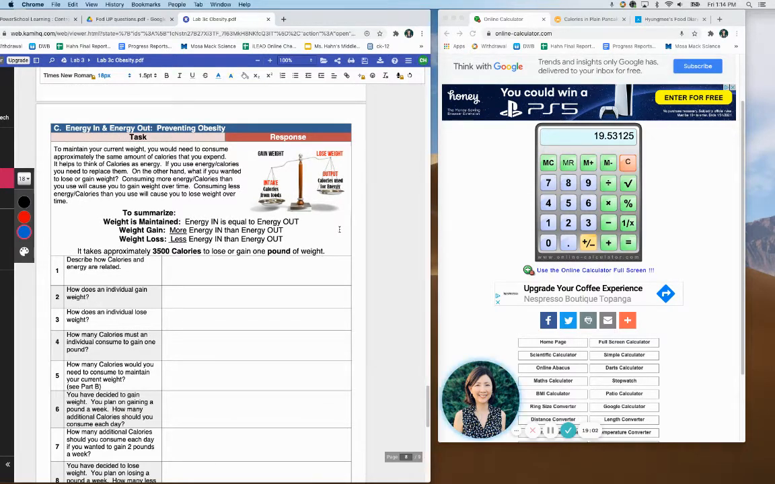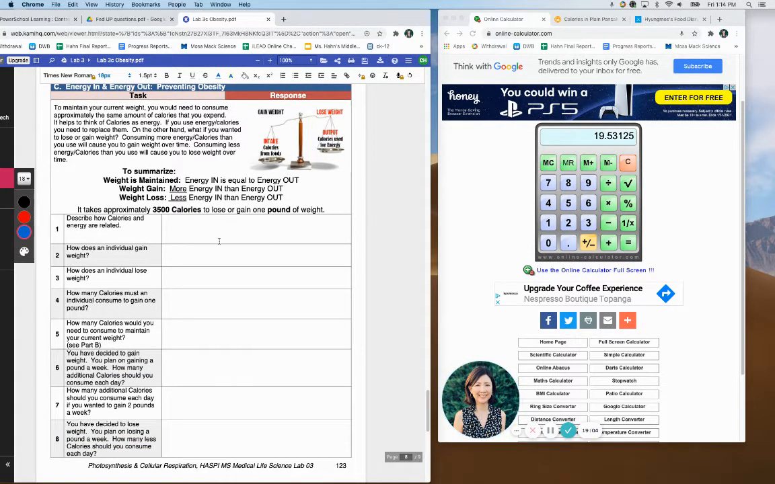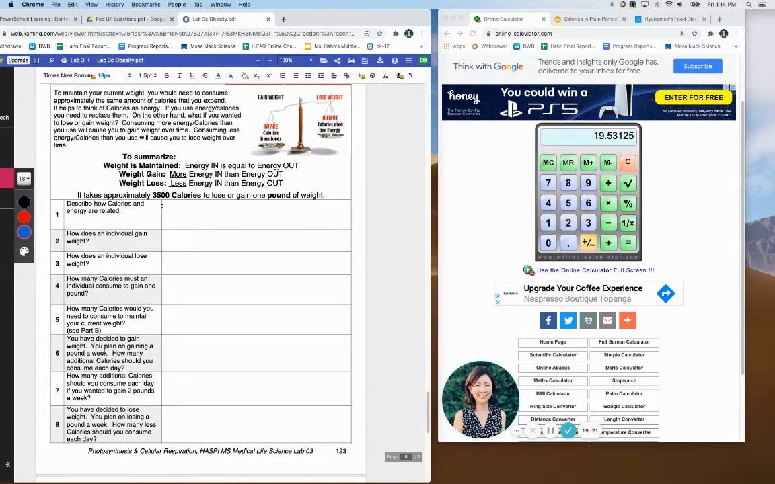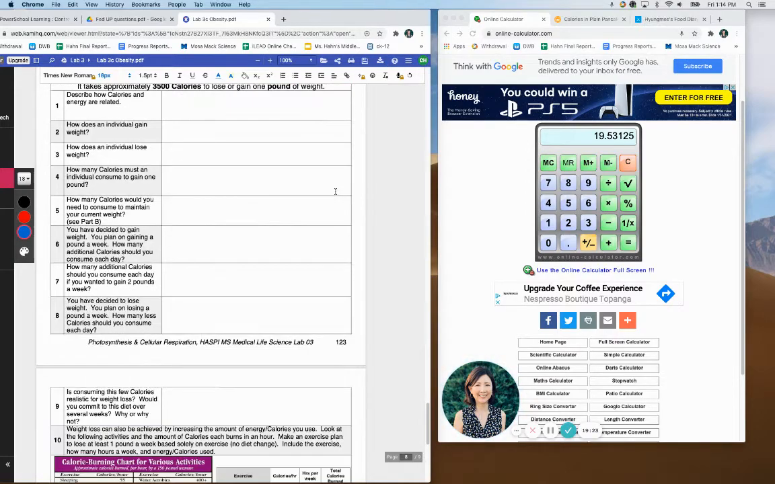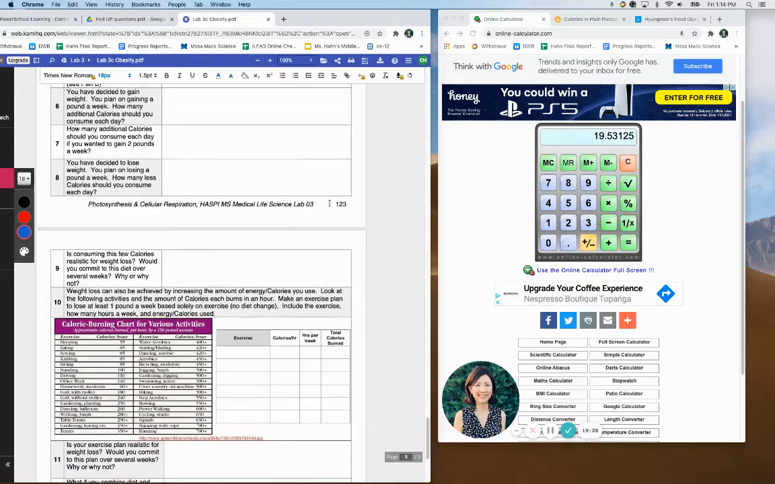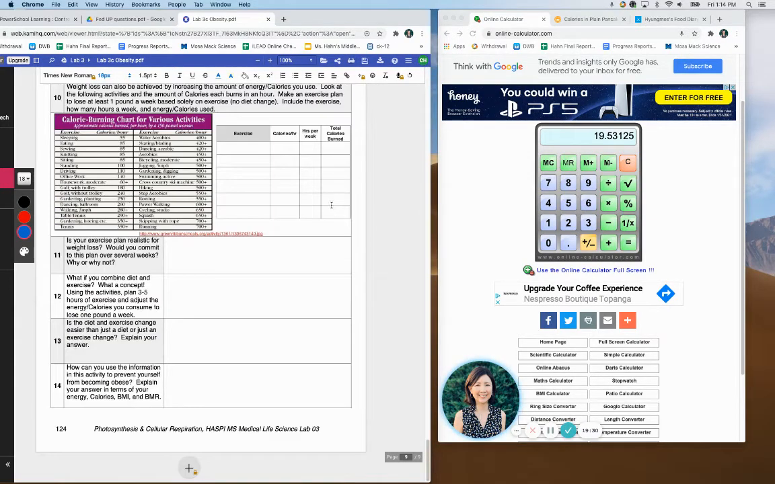Okay, and then for part C, you'll be looking at how many calories it takes to gain or lose 1 pound. So if you increase over time by 3,500 more calories, then you will put on weight, and if you decrease, you will lose weight. You can answer those questions.